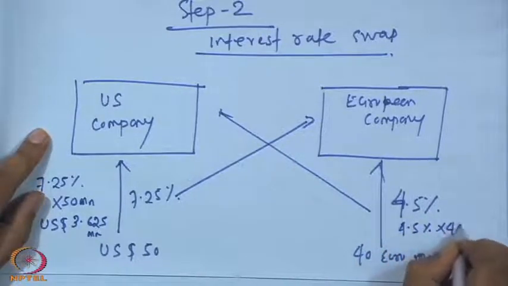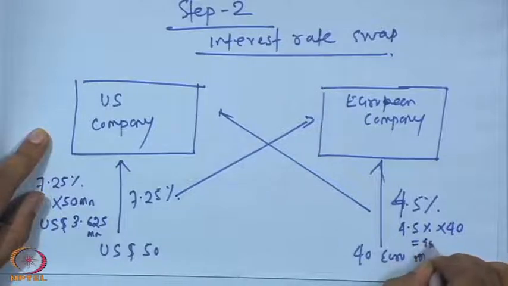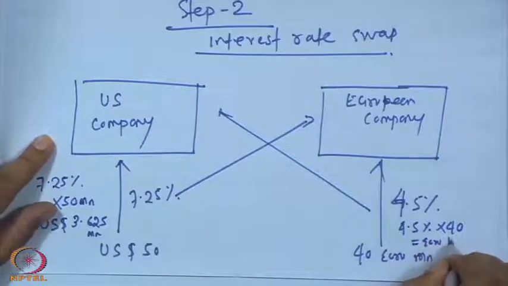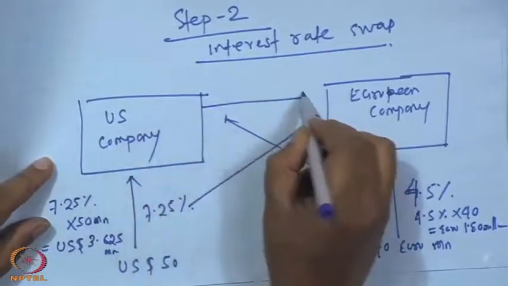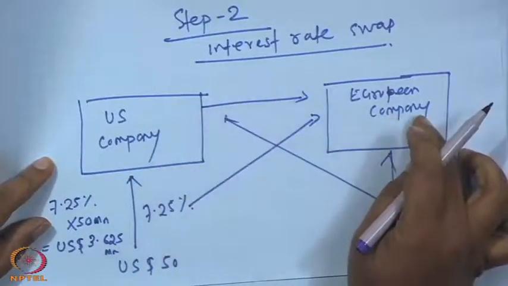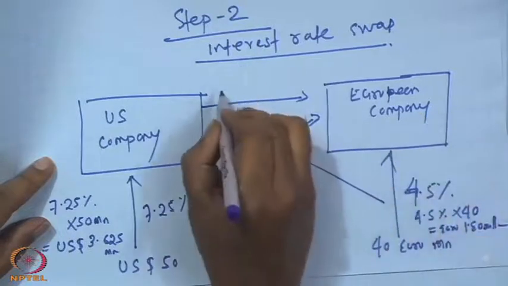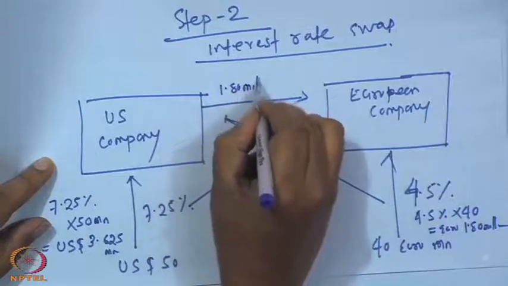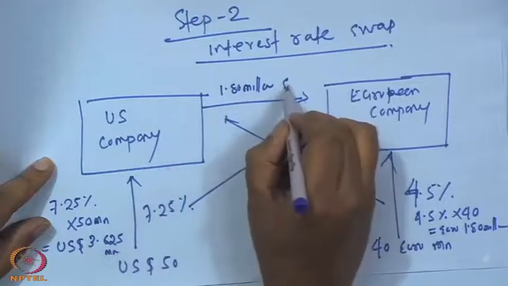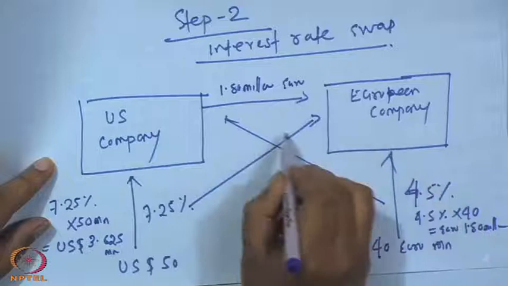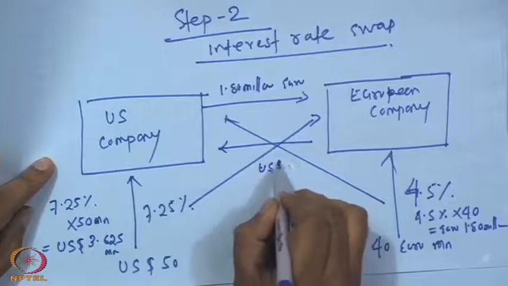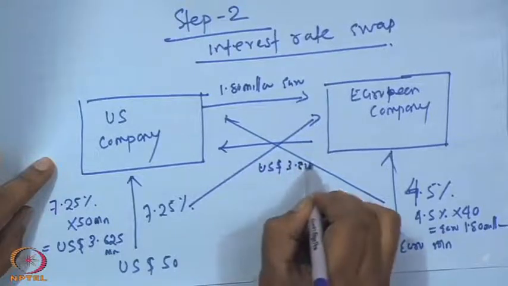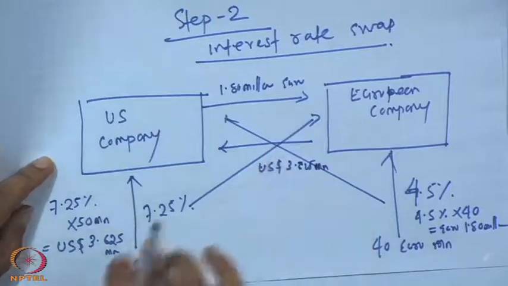And 4.5% of 40 million euro is equivalent to euro 1.8 million. So company A, the US company, will pay how much interest to the European company? 1.80 million euro. And the European company will pay US dollar 3.625 million. That transaction will take place, and what is the rate?